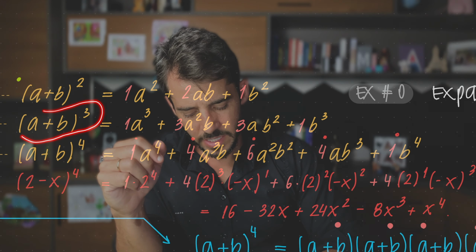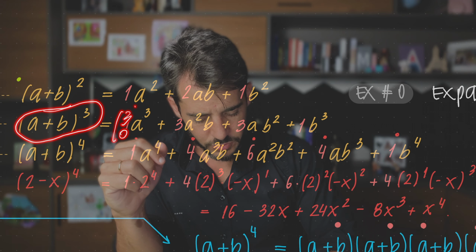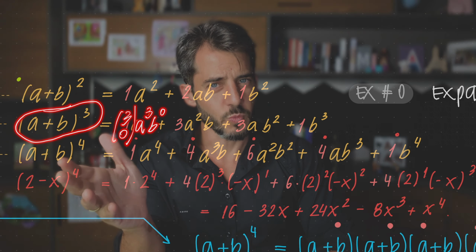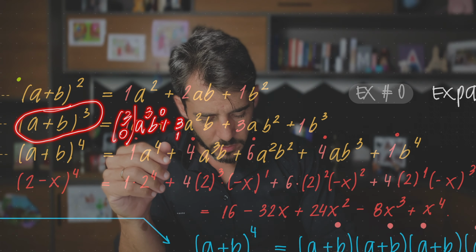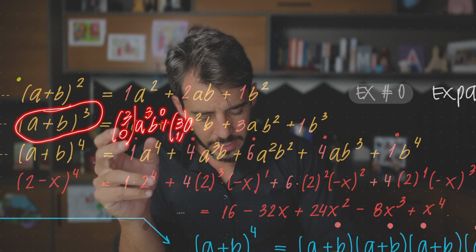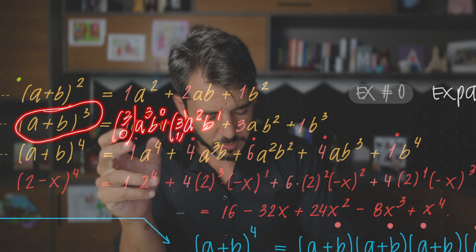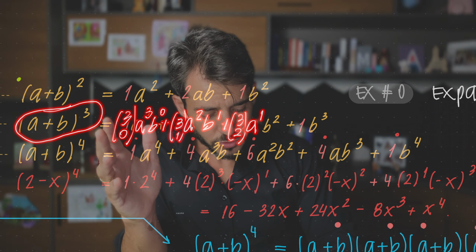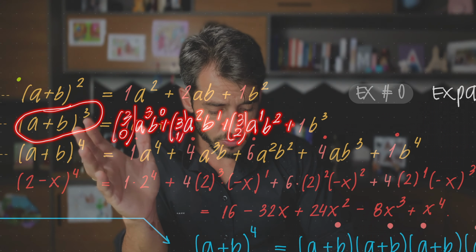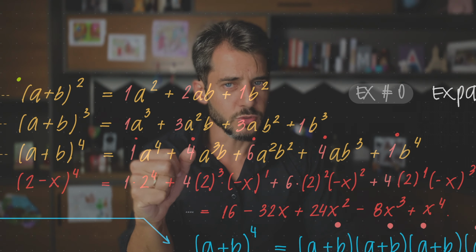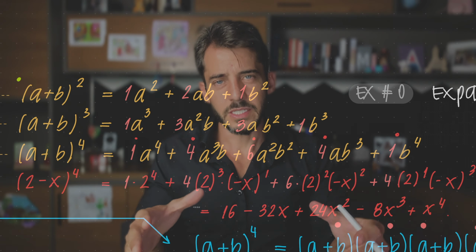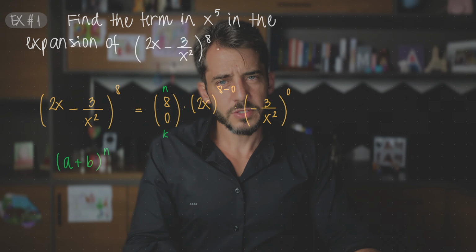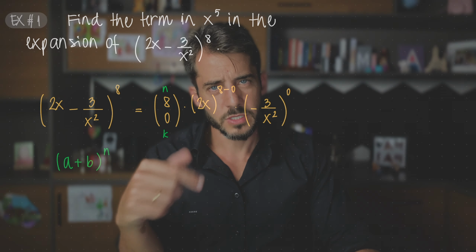For example, what is (a + b) cubed? This is 3 choose 0, a to the 3 minus 0 times b to the 0, which is just 1, plus 3 choose 1, which is just 3, a to the 3 minus 1, b to the first power, plus 3 choose 2, which is 3 again, a to the 3 minus 2, b squared, plus, and then we finish with b cubed. This pattern dictates a binomial expansion. So we can write a few terms in the expansion of (2x - 3/x²) to the 8th as well.